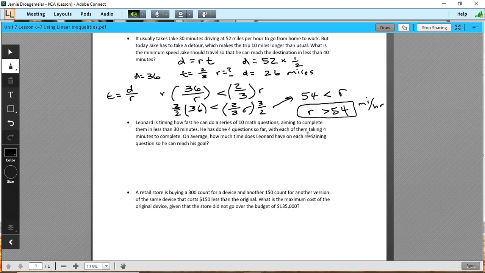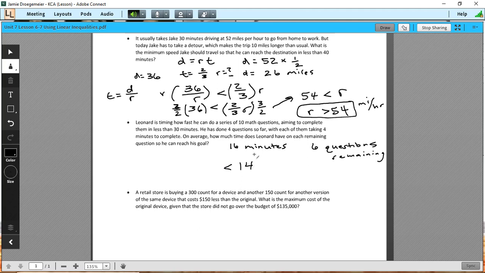If he's done 4 questions already and each one has taken 4 minutes, 4 times 4 means that he's already used 16 minutes and he has 6 questions remaining because he was doing 10 total. So when we go to set this up, he wants to be done in less than 30 minutes. He has 14 minutes left. So his time needs to be less than 14.